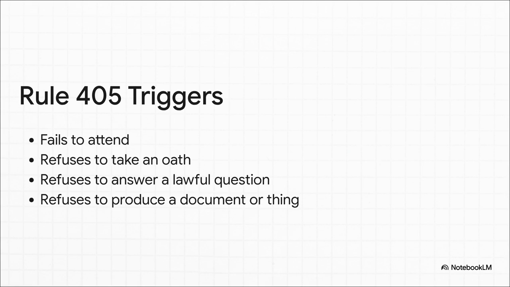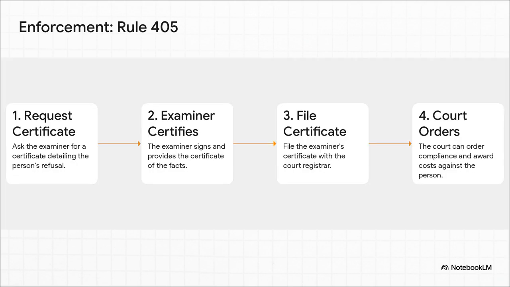If your witness doesn't show up, if they refuse to take the oath, if they refuse to answer a perfectly lawful question, or if they won't hand over a document you've asked for. Boom, that's your trigger to start the enforcement process. The process under Rule 405 is a really clear step-by-step path to get what you need. First, you get a certificate from the examiner that just spells out the refusal. Then you file that certificate with the court. The court can then issue a binding order forcing the witness to comply and, this is the best part, ordering them to pay for all the costs their little refusal has caused.